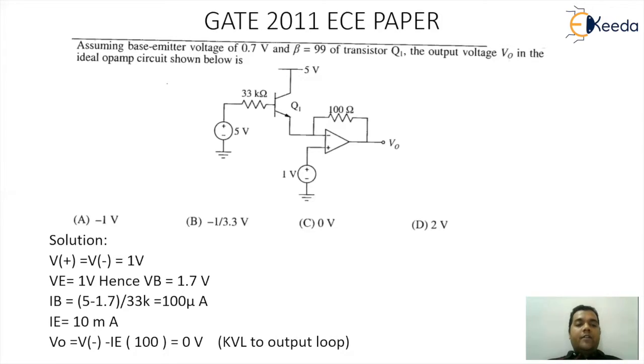So automatically the value of V out can be defined as V minus minus IE into the 100 ohm resistor. So V minus is 1 volt minus IE into 100, that will be giving me 0. It is all KVL to the output loop. So automatically the output will come as 0 volt. Hence we can say that the output of the circuitry is 0 volt. So the correct answer is option C, 0 volt.